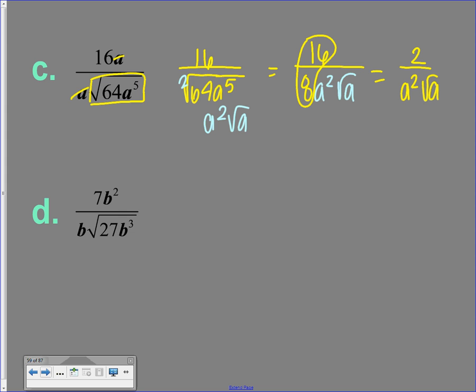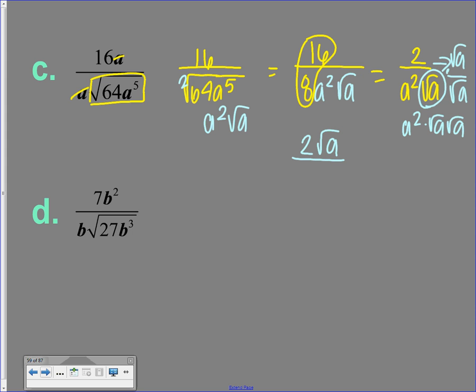Now I'm going to get rid of my problem. My problem is the square root of a. So I'm going to multiply the top and the bottom by the square root of a. And again, you multiply straight across. So on the top, I get 2 times the square root of a over... now be careful here. I've got a squared times the square root of a times the square root of a.